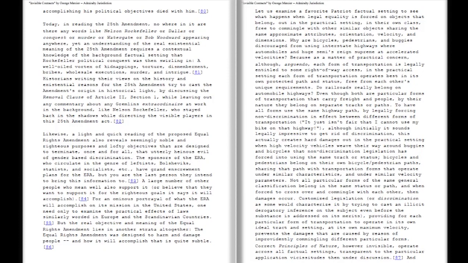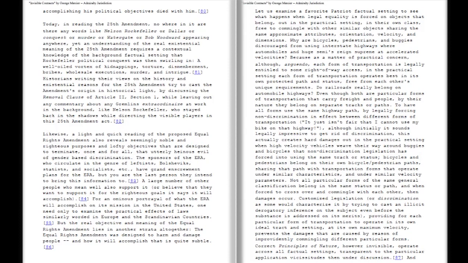81. Historians writing their views on the history and existential reasons for the 25th Amendment try to cast the amendment's origin in historical light by discussing the removal clause of Article 2, Section 1, while leaving out any commentary about any gremlins extraordinaire at work in the background, like Nelson Rockefeller, who stayed back in the shadows while directing the visible players in this 25th Amendment Act.